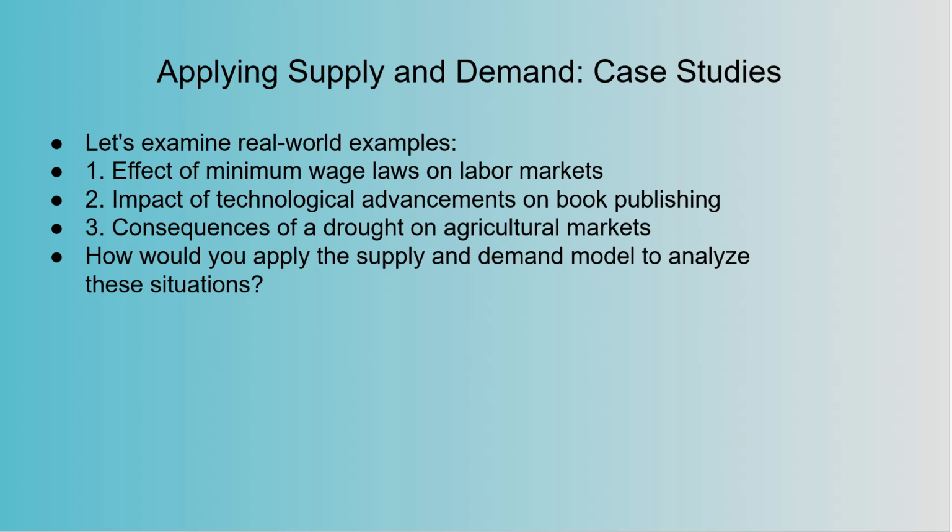Okay, we also look at the impact of technology advancements on things like book publishing. Technology advancements tend to be very good for consumers. It also reduces prices for producers. So we tend to have shifts to the right when there's a technological improvement. It simply means we can use our existing resources more efficiently to produce more goods at a cheaper price.